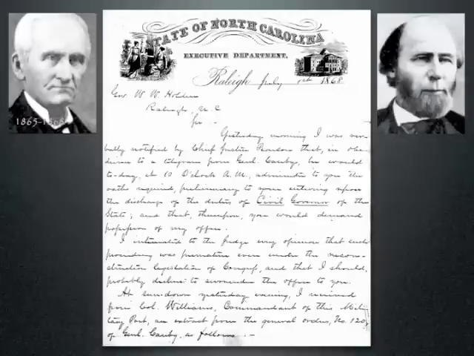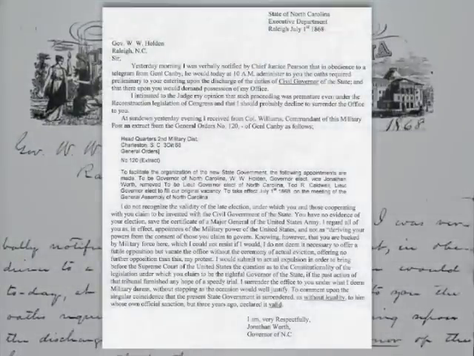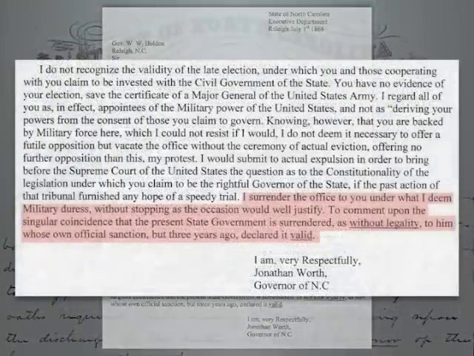I can't read all this to you. We're basically out of time, so I'm going to skip a couple things here. Can you come back tomorrow night? We're going to get to that. But this is the very last sentence of this letter. It says, I surrender the office to you under what I deem military duress, without stopping, as the occasion would well justify, to comment upon the singular coincidence that the present state government is surrendered, as without legality, to him whose own official sanction but 3 years ago declared it valid. Remember, 3 years earlier, they were amending the Constitution. And now they're not. They're not even a state anymore.